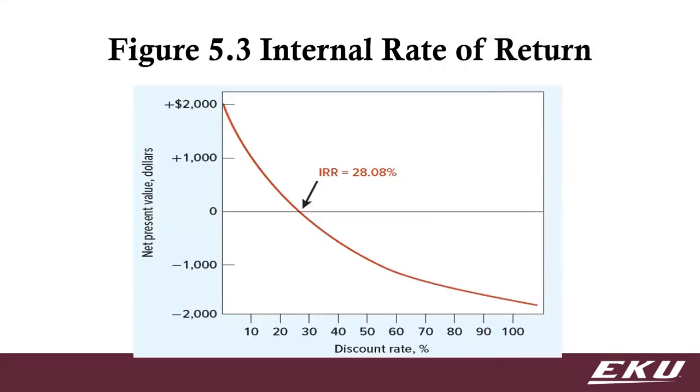Graphically, this is what that looks like. As the interest rate goes up, that's the x-axis going from 0 up to 100% discount rate. And you notice the net present value falls from $2,000 through 0, and it continues to fall. So in our case, we would say, if the interest rate is above that 28%, then obviously it's a bad project. But if it's less than that, then this project will generate a positive NPV, and therefore it will increase the value of the firm.